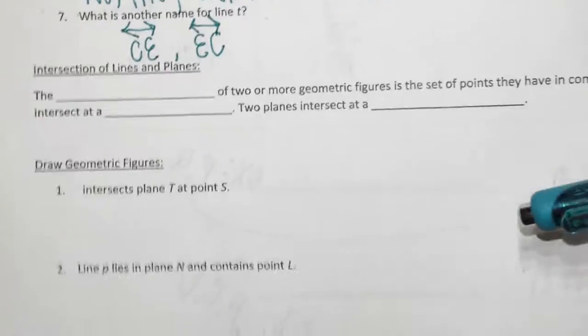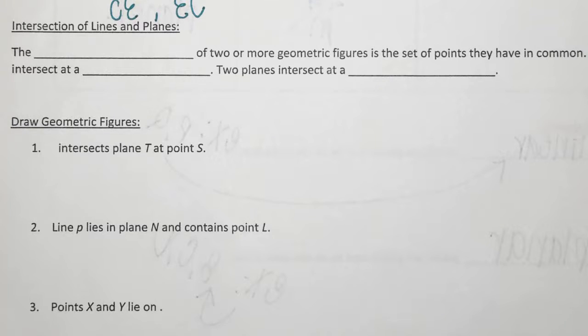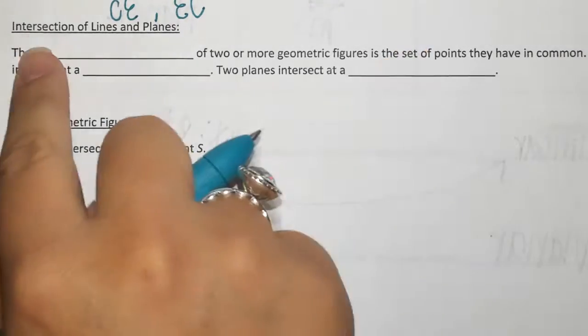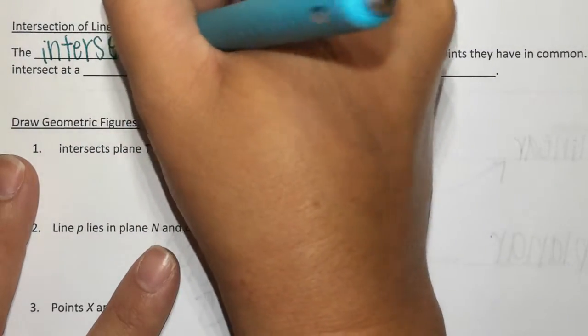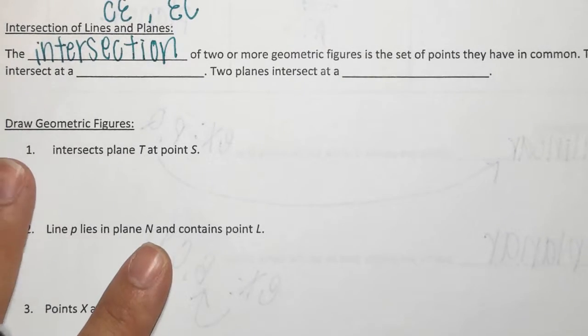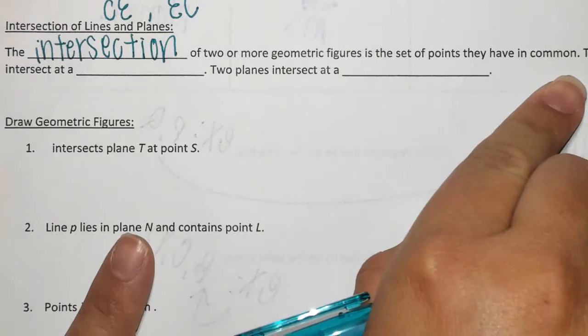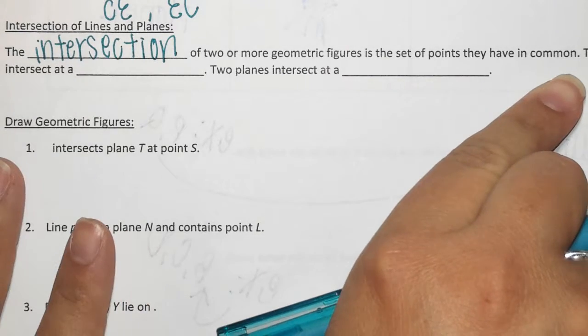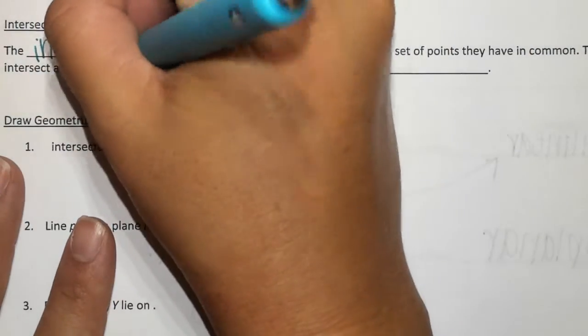Intersection of lines and planes. So now we're going to talk about what happens when lines intersect and planes intersect. I already told you when two lines intersect, they make a what? Point. So let's fill in these blanks. The intersection of two or more geometric figures is the set of points they have in common. Two lines intersect at a point.